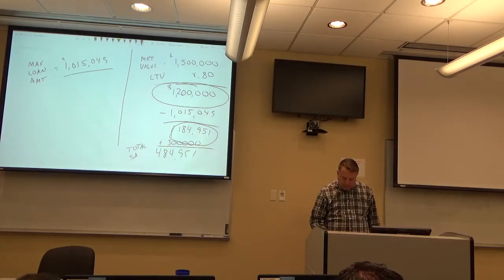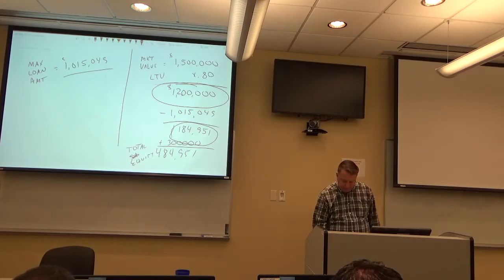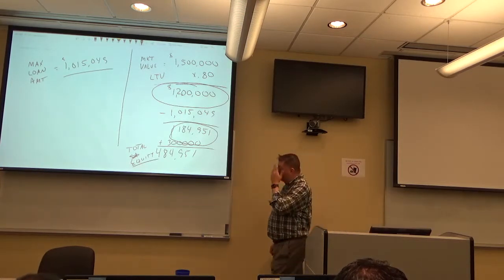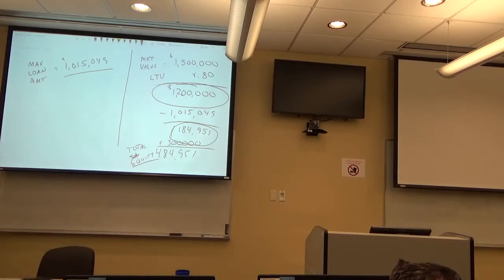Okay? So total equity would be the 484,951. Now, the question, which goes beyond the scope of this class and gets into the investments class, is where do we get that equity from? Well, on the most simplistic basis, we take it from our own bank accounts and plow it directly into the property. As we get more complex, which we get into in the investments course, we start talking about deal structure.